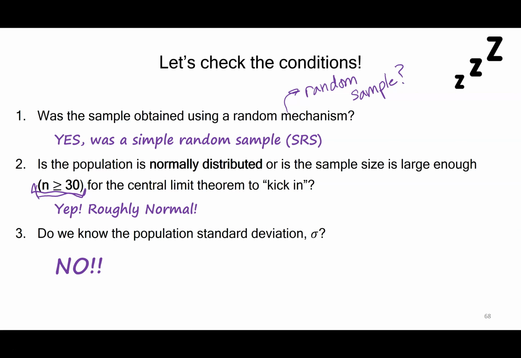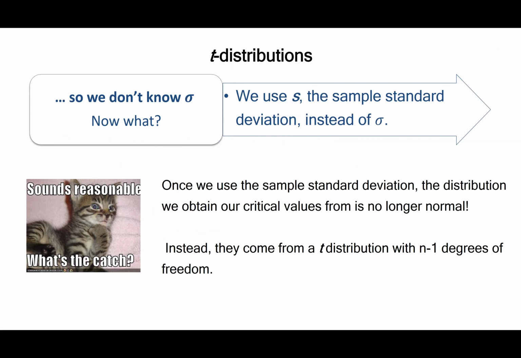And then here's where things get kind of tied up. Do we know the population standard deviation sigma? No, it did not say that in there. So we had sample information. We had a sample mean and a sample standard deviation. We did not have any information from the population itself. So this is where t distributions come in.